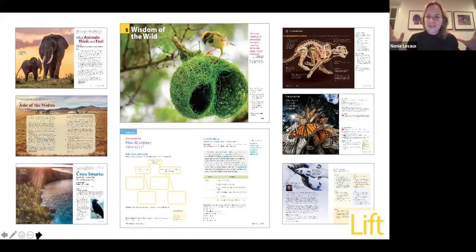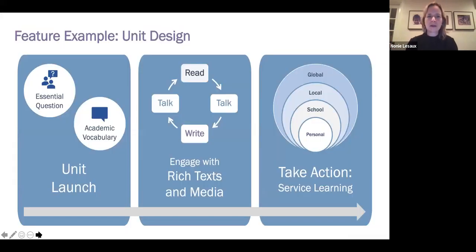But the idea is, first, we've got a big idea, an essential question that is worth grappling with, and that you can think about and enter into from a number of angles and genres in terms of text. And you can connect to individuals, their careers and their lives, and perhaps see a future self at the same time. With this unit design, we start with the launch where we've got that essential question and that academic vocabulary.